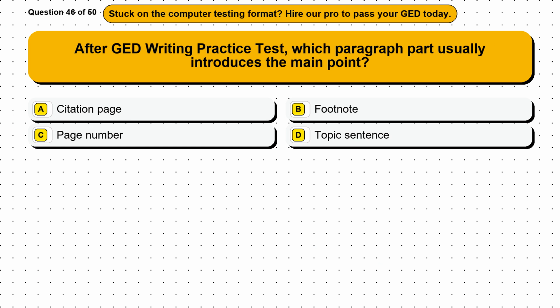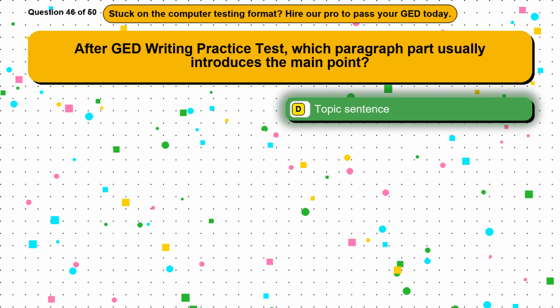Question 46. After GED Writing Practice Test, which paragraph part usually introduces the main point? Option A citation page. Option B footnote. Option C page number. Option D topic sentence. The correct answer is option D, topic sentence.